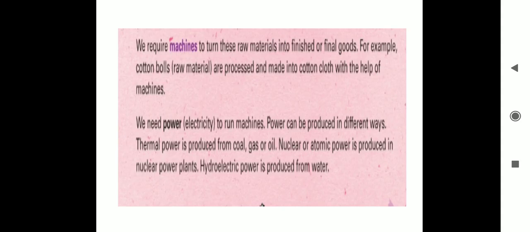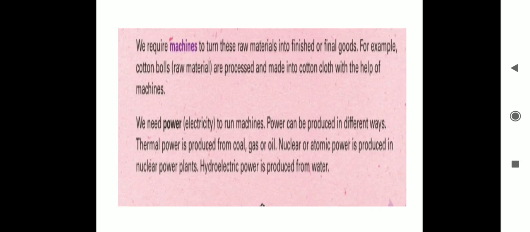We require machines to turn these raw materials. The first thing that we required was raw materials. Without raw materials, industry cannot come into existence. The second important factor that is needed for industries is machines. I repeat, machines. We require machines to turn these raw materials into finished or final goods.